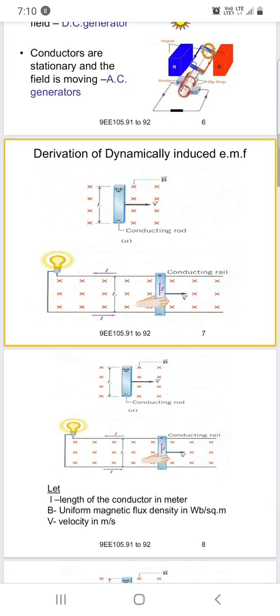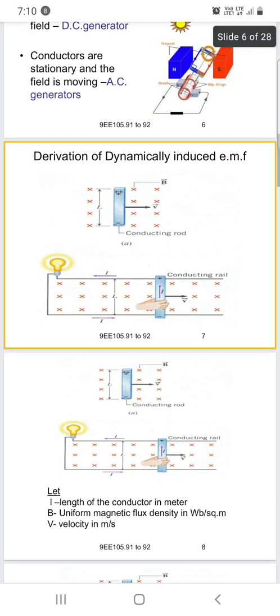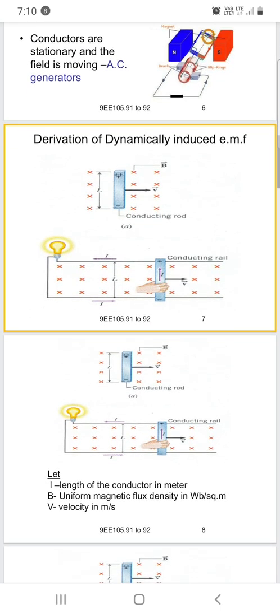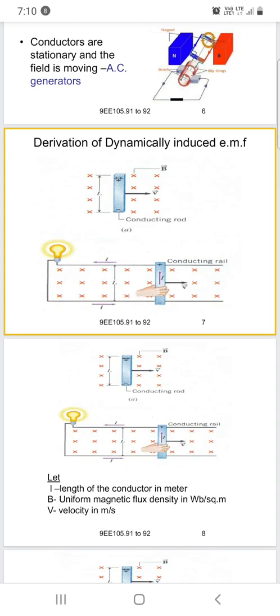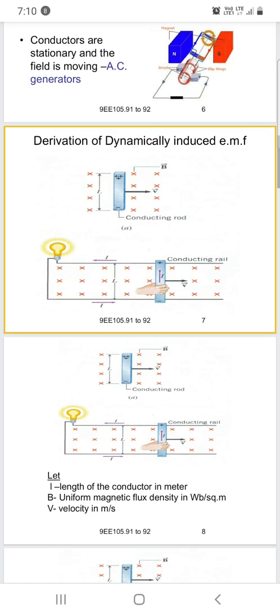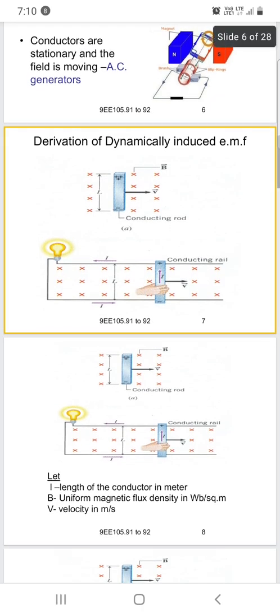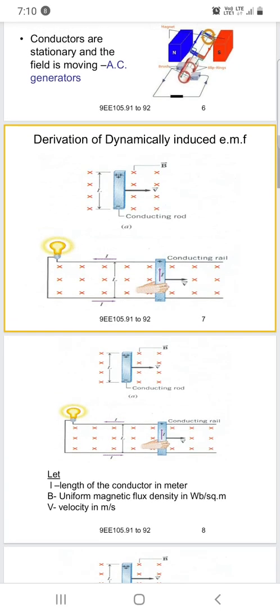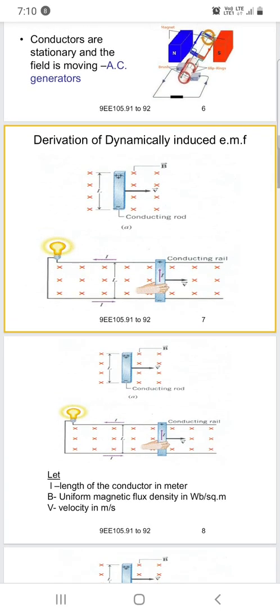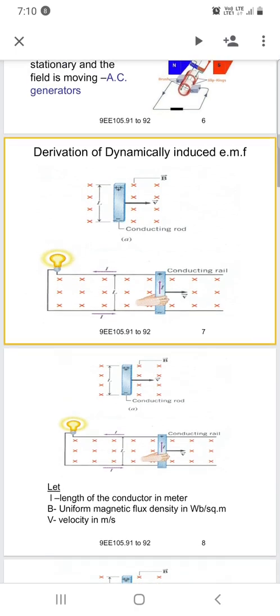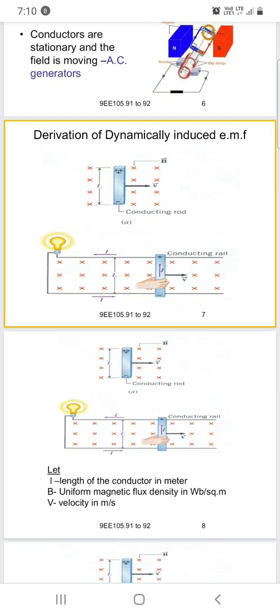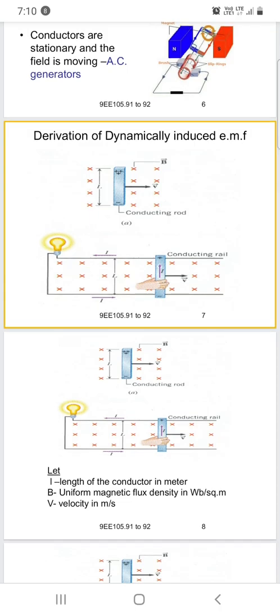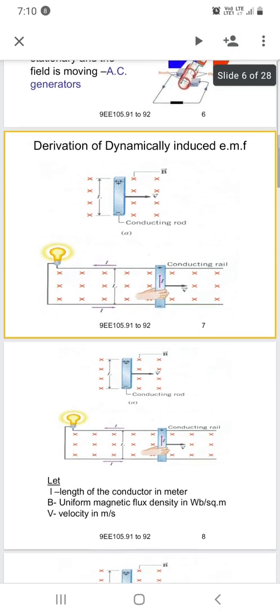If the conductors move at some angle to the magnetic field or magnetic lines of force, then the EMF is produced in that conductor. If the conductors are parallel to the magnetic lines of force, then there is no EMF.